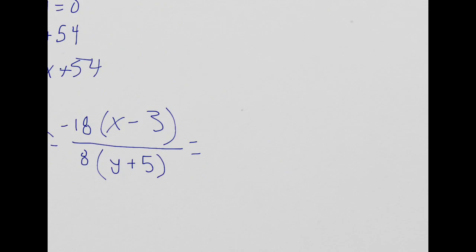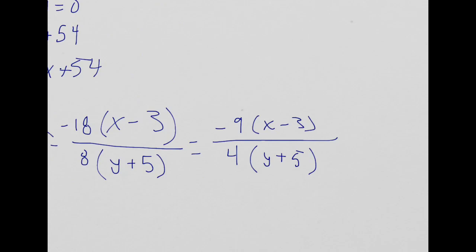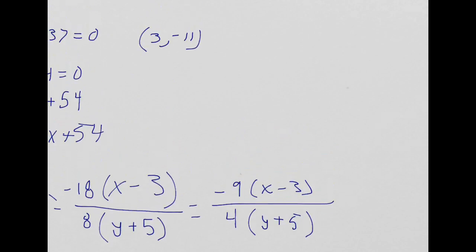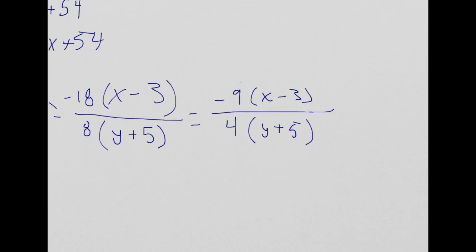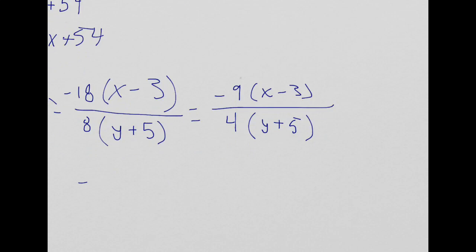Which we can continue to simplify. Pull out a 2 from each of those to get negative 9 times (x minus 3) over 4 times (y plus 5). And that's as simplified as you're going to get it. And now we want to check that point (3, negative 11). So we're going to get negative 9 times (3 minus 3).